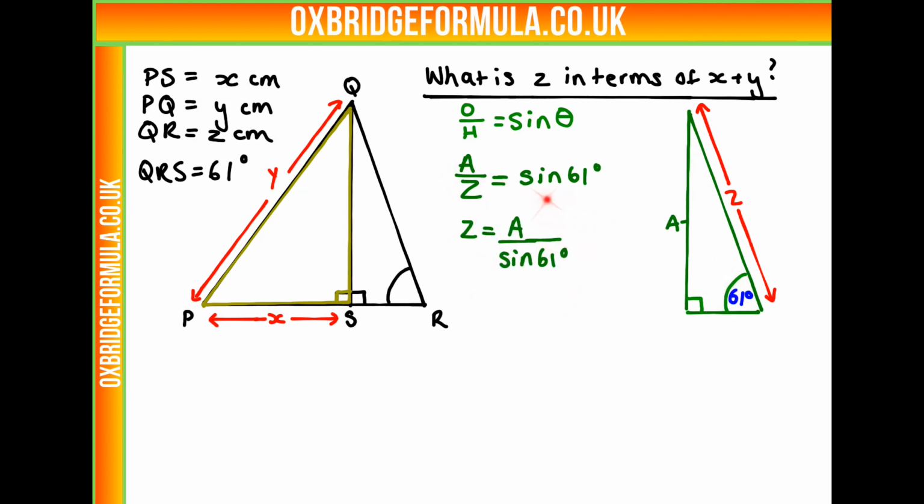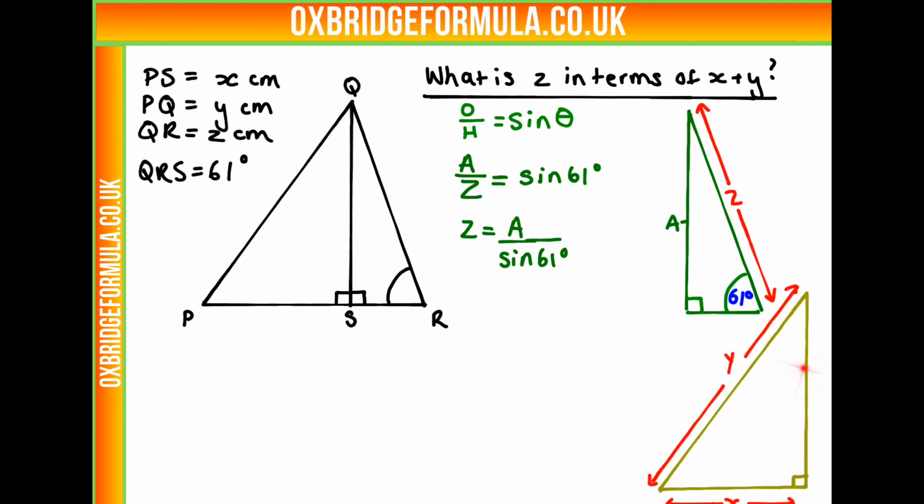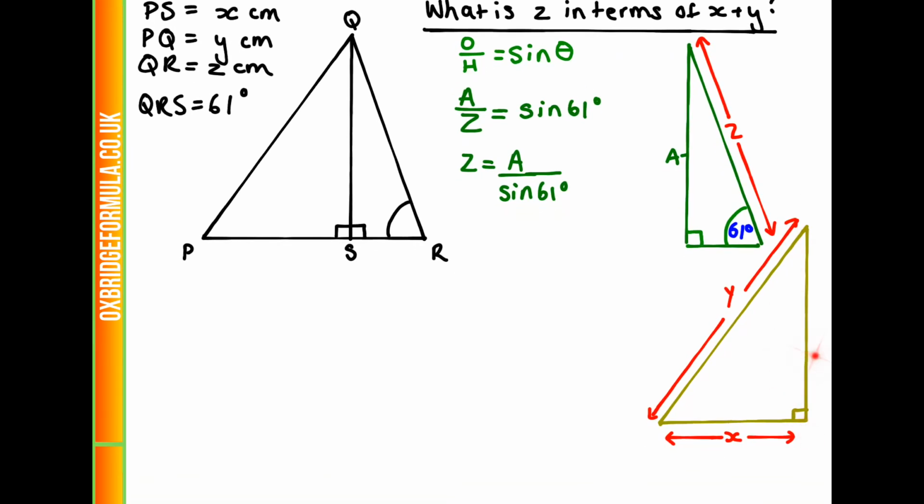So now all we need to do is work out what a is. And how can we do that? What other information do we know that has a that we can use to work out this equation? Well, we have this other triangle here. So A is our side there, and we have y and x. So how can we find out A in terms of x and y?